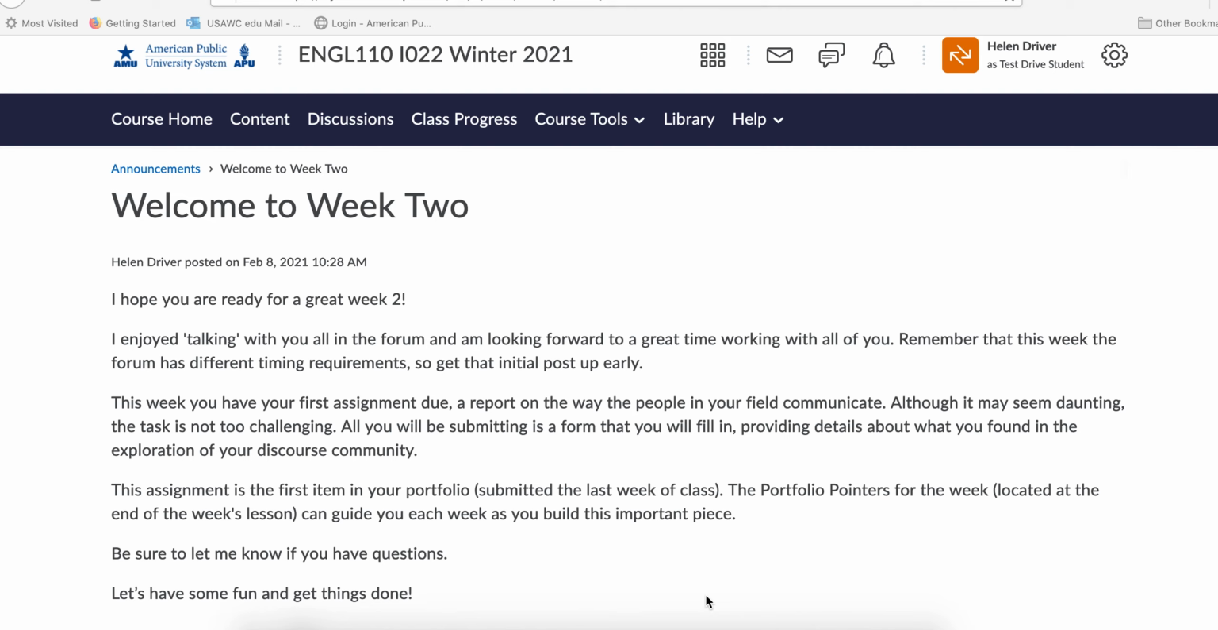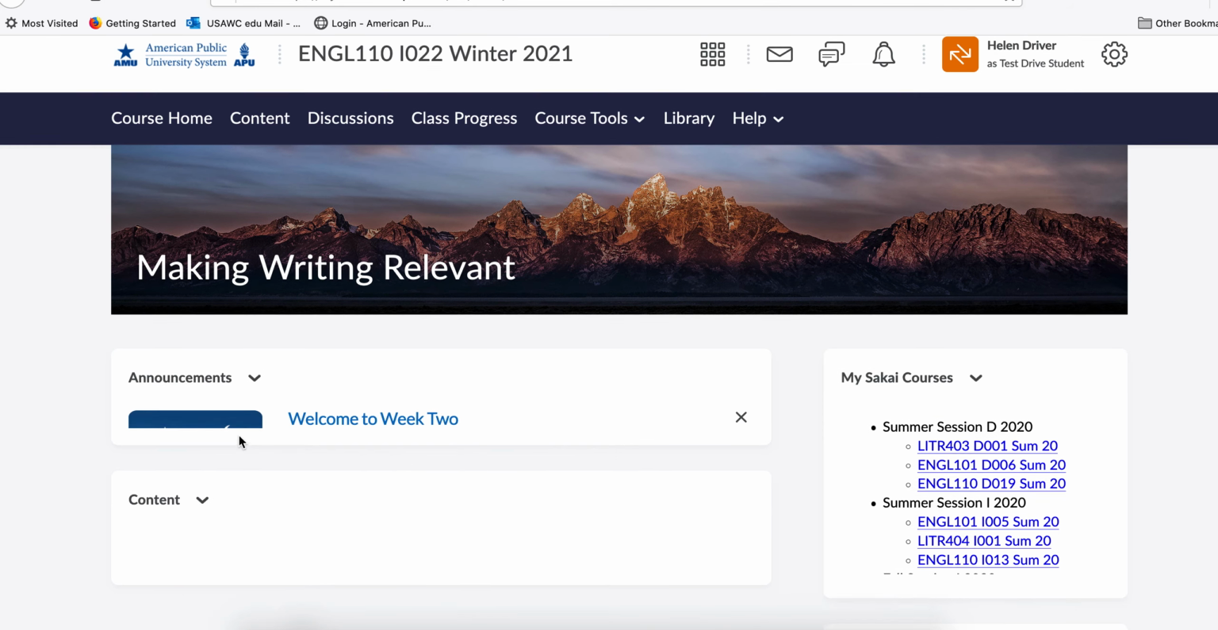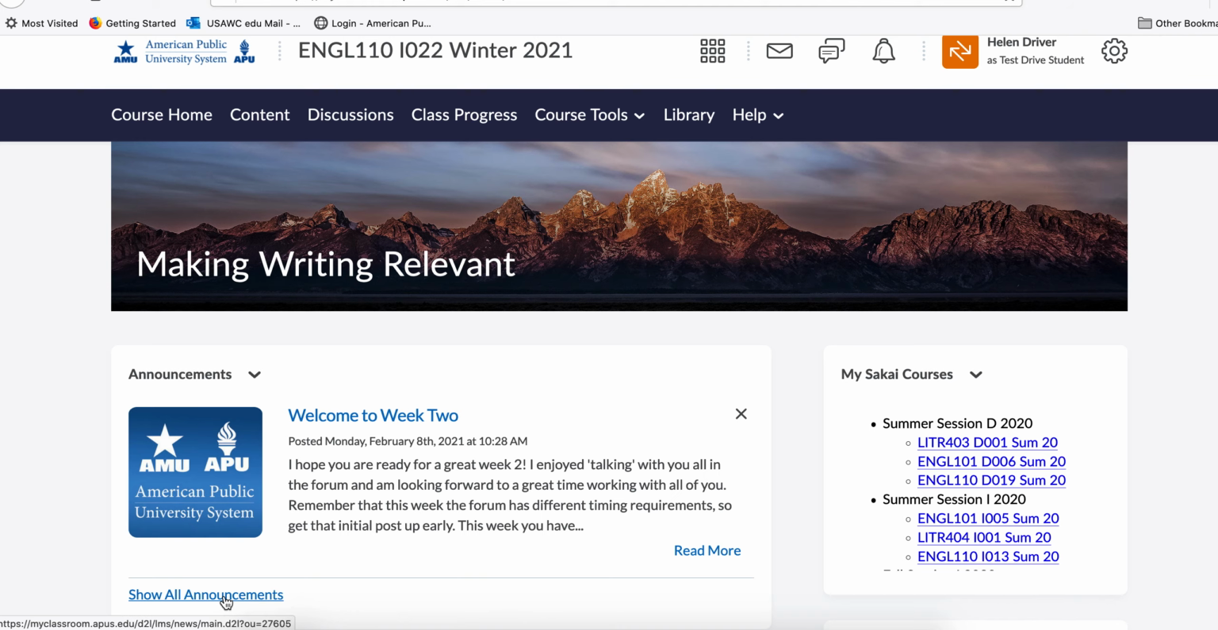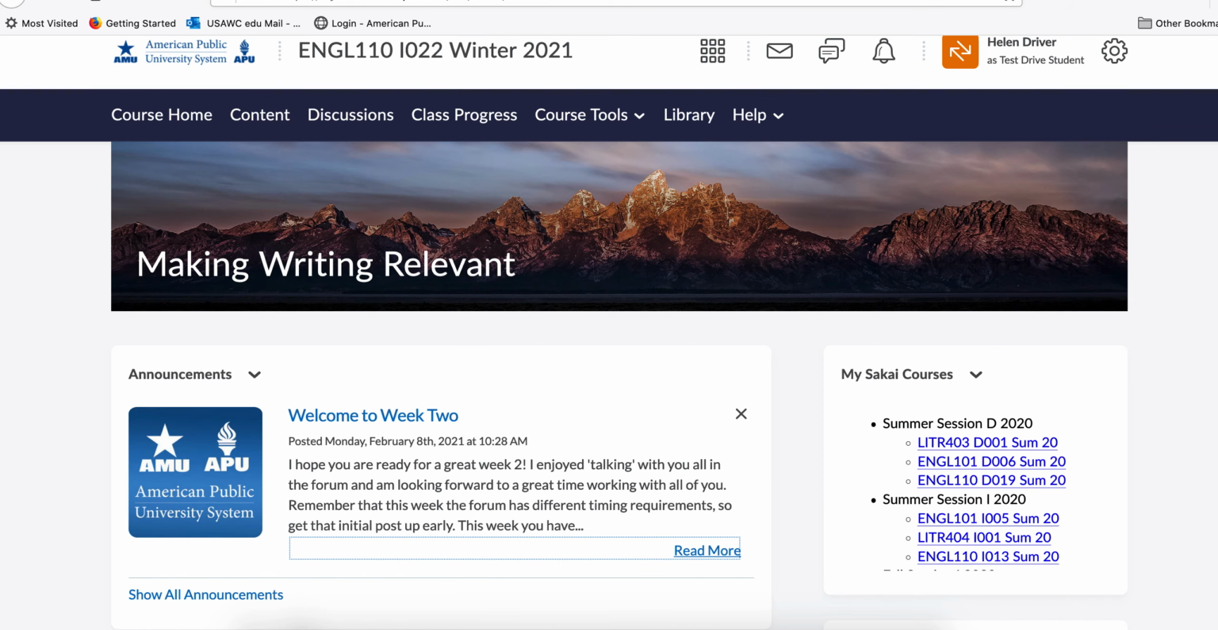First, when you enter the classroom, as always, quickly look at the announcements for every week. So here is the week 2 announcement. You'll see it as you enter the classroom. Just go ahead and click on announcements and click on read more and you'll get the weekly announcement.